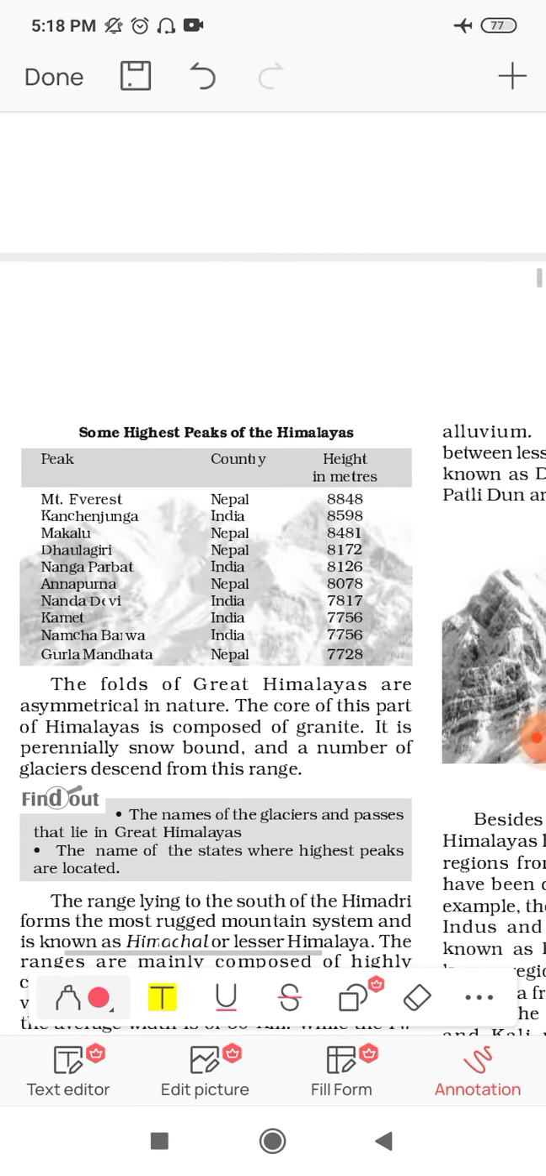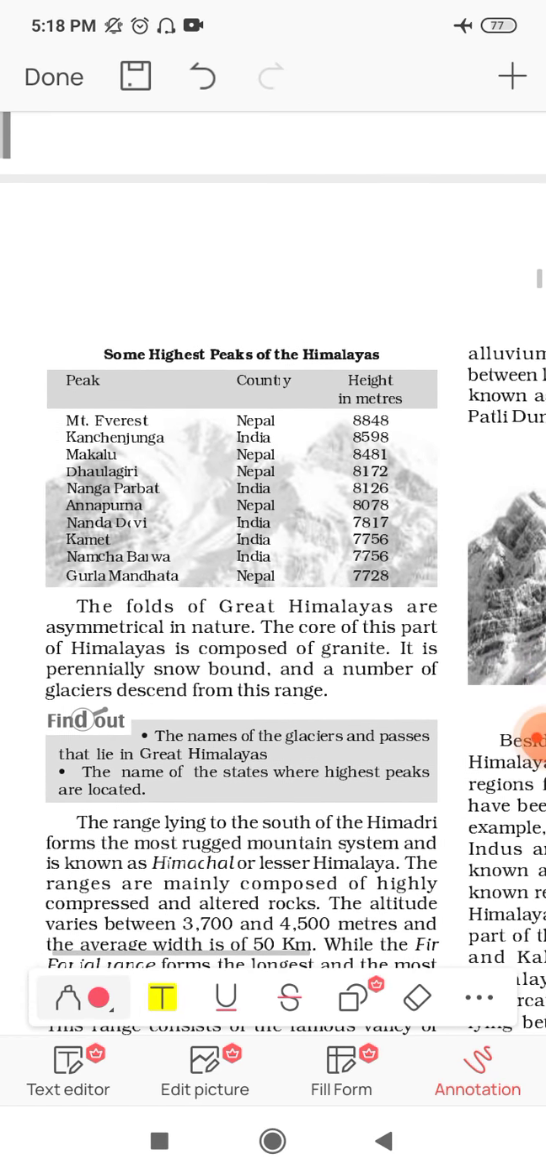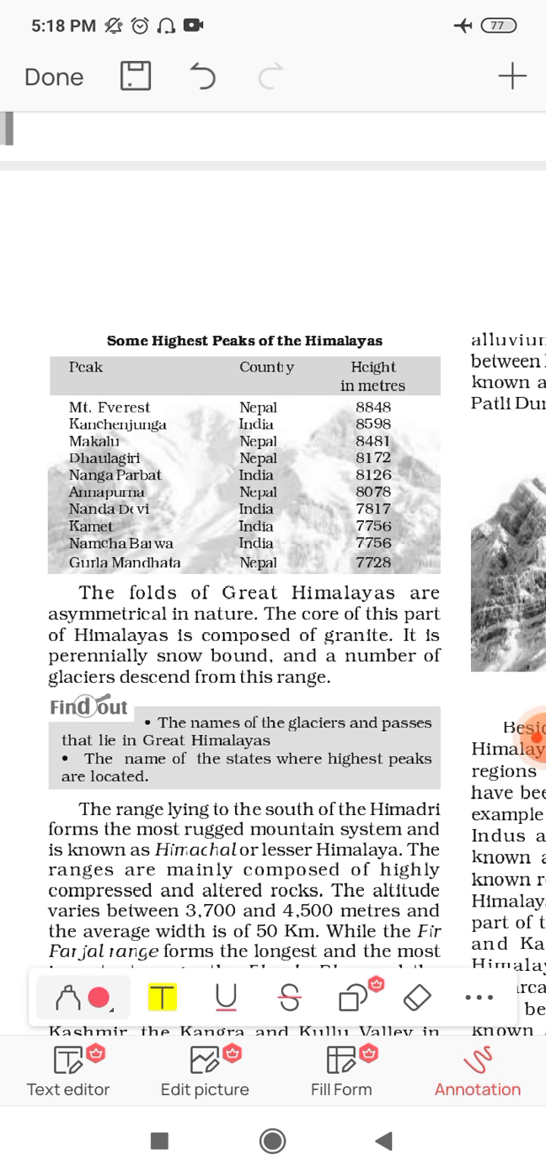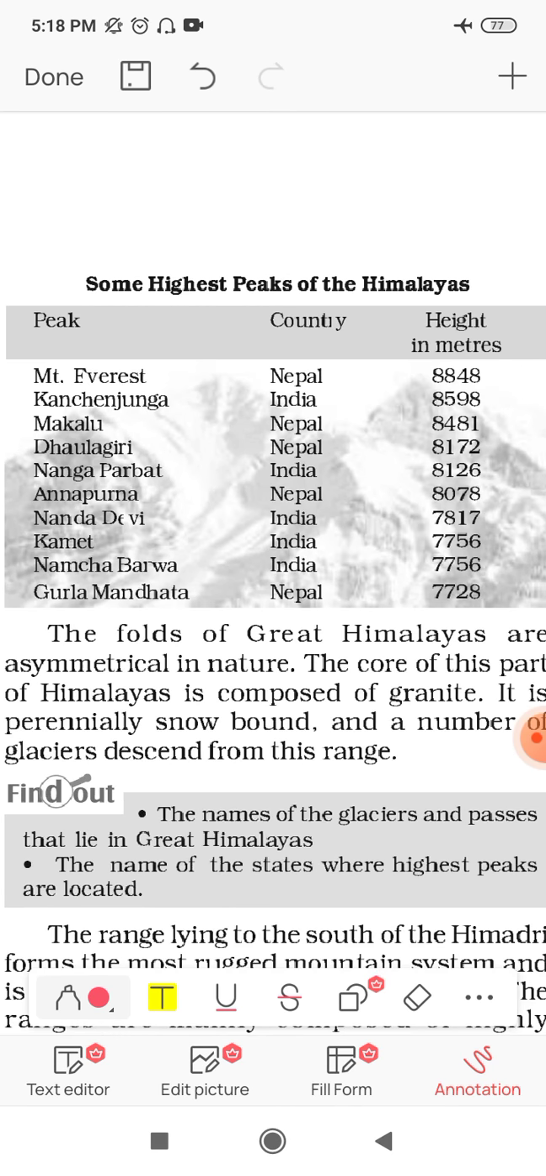So you have this kind of chart in your textbook. Clearly you can see the peak points. Mount Everest, as you know, belongs to Nepal. Of course, we don't have the whole Himalayan mountain range in our country. Some part belongs to Nepal also. So as you can see, Mount Everest belongs to Nepal, which is 8,848.